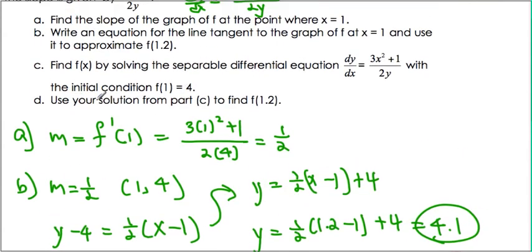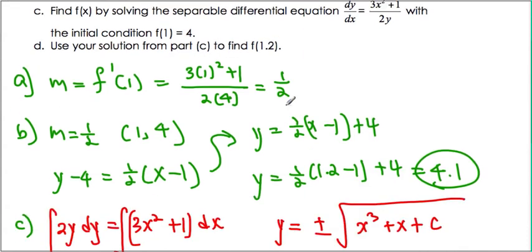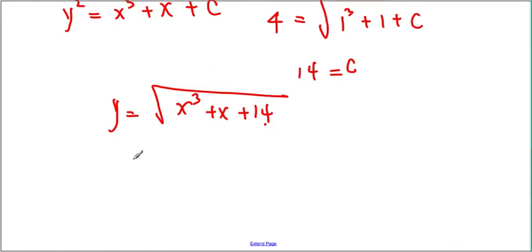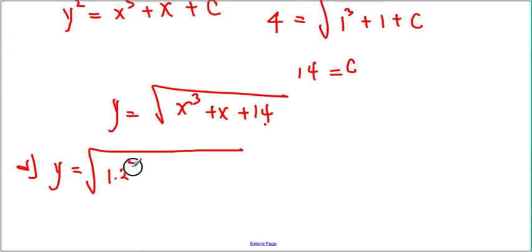Now, part D, use the solution from part C to find f of 1.2. So when you plug in 1.2 in place of x, we get 1.2 to the third power plus 1.2 plus 14. Now we can try to do this one with the calculator.